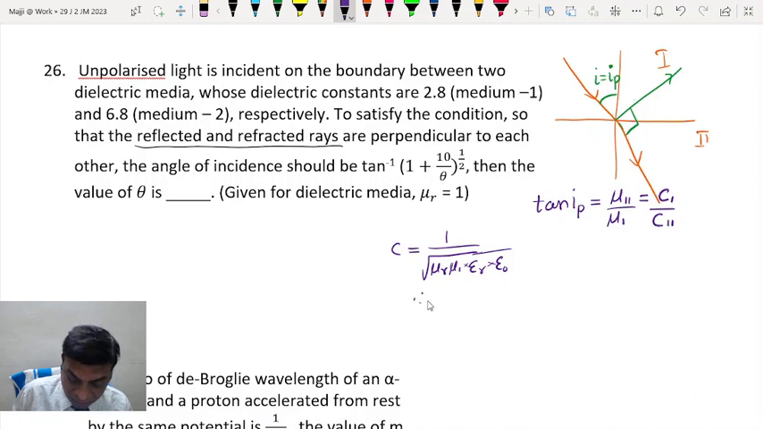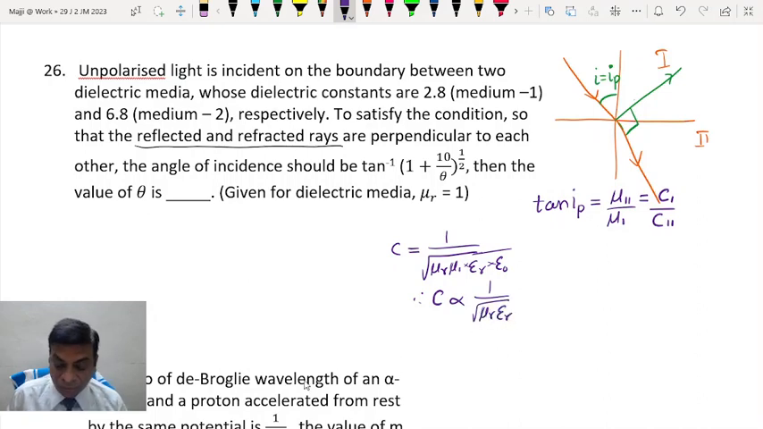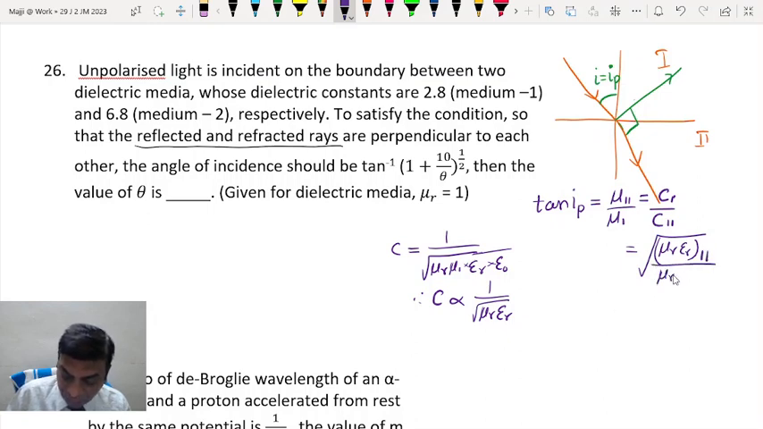In other words, c will be inversely proportional to the product of mu r and epsilon r. So here we have under root mu r into epsilon r for the second medium upon mu r into epsilon r for the first medium. Now in the question they have given that for the dielectric medium mu r is 1. So you can just remove them and we are left with the ratio of epsilon r for the second medium upon epsilon r for the first medium.